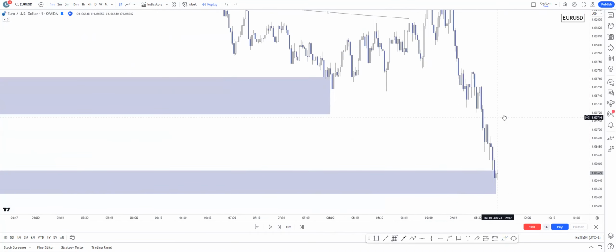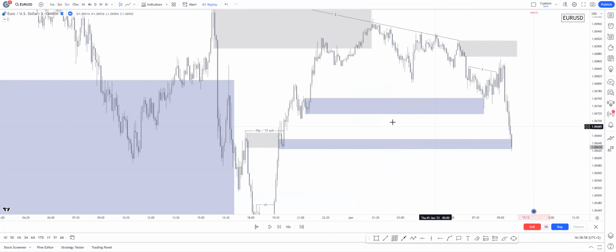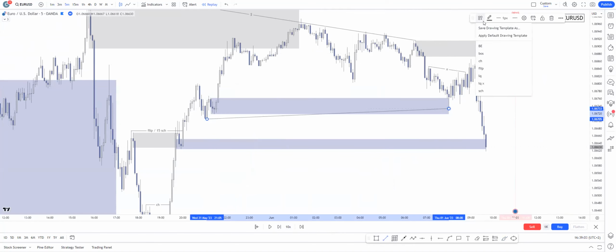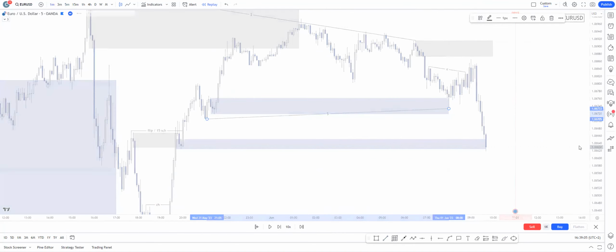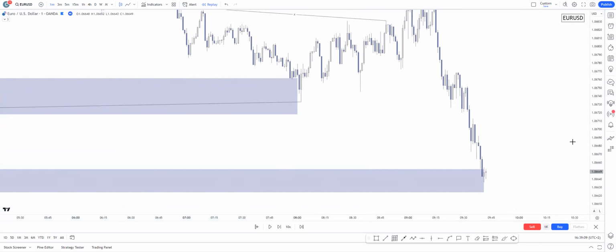All right. And there was the liquidity pool, which has been swept out. As you can see, there is the liquidity. It has been swept into the 5-minute area. Perfect. So we are on the 1-minute time frame, and we have 50% mitigation.